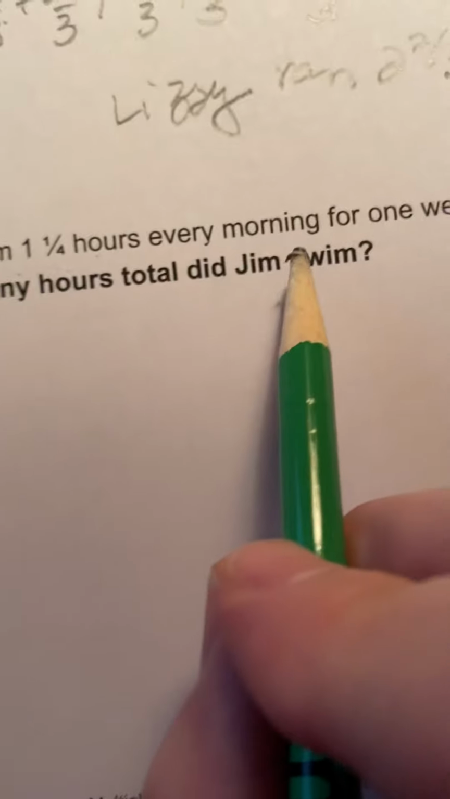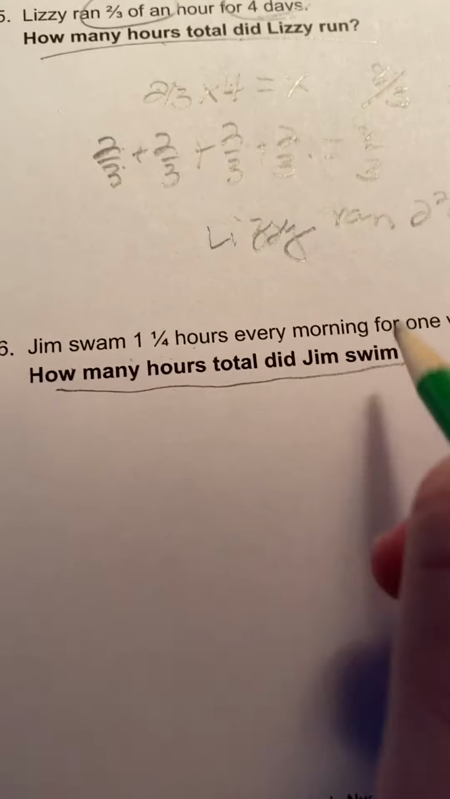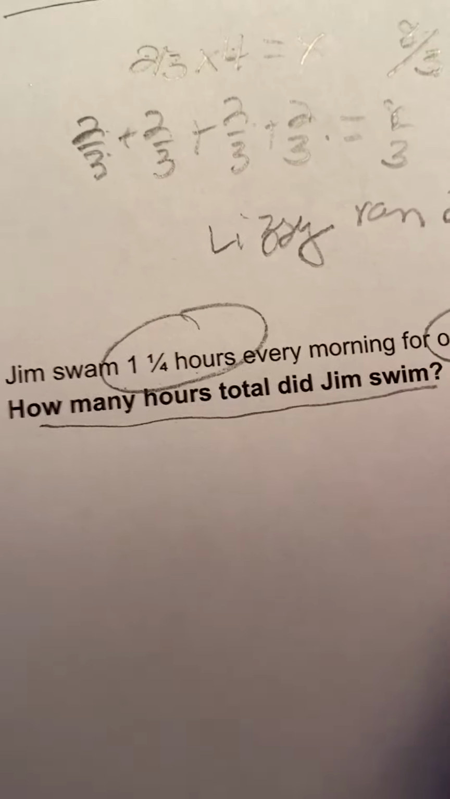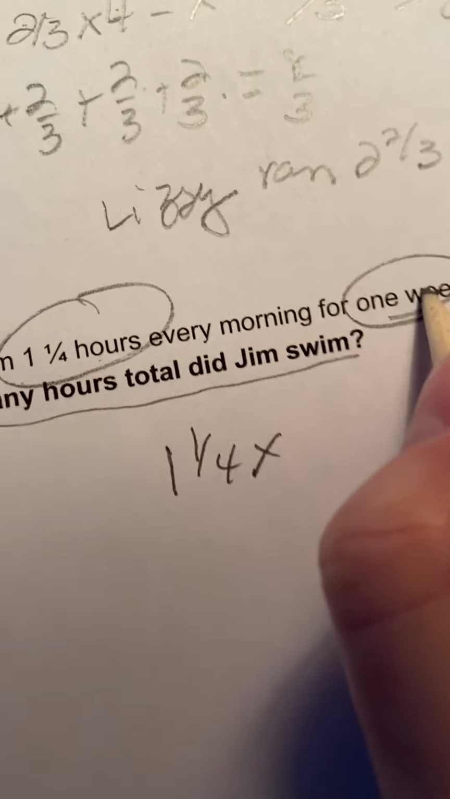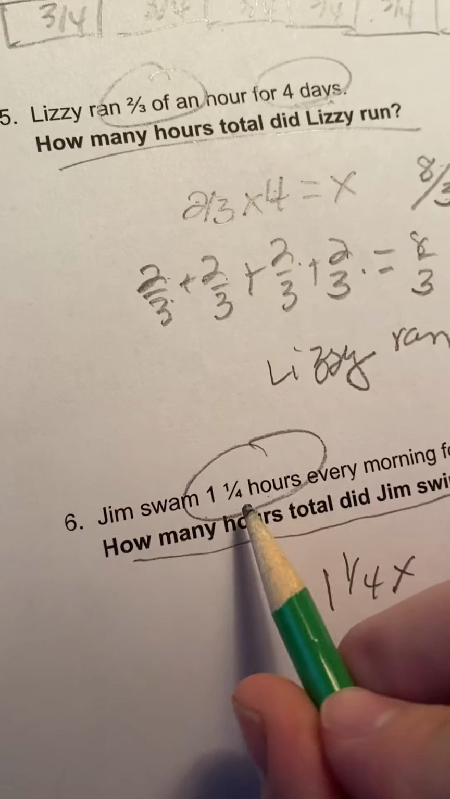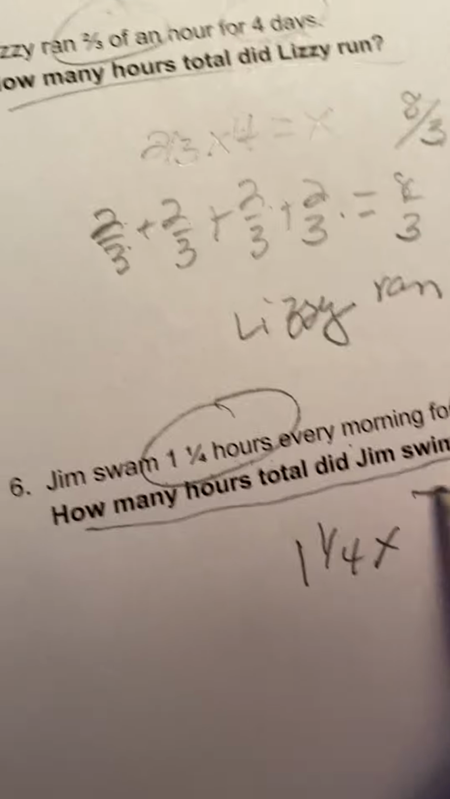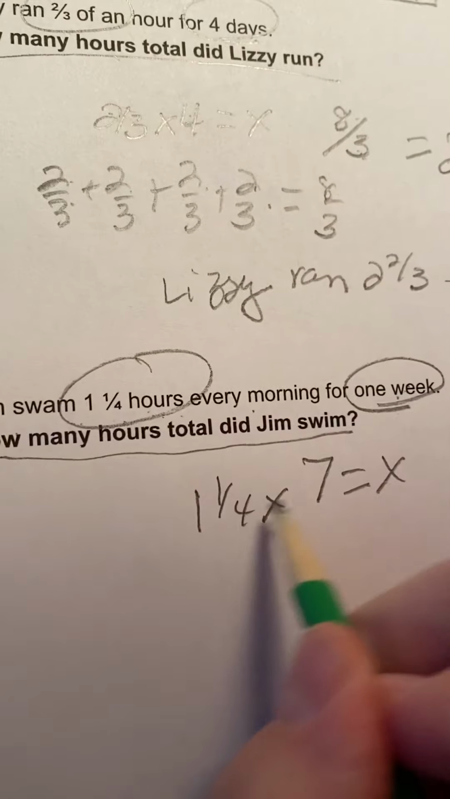Jim swam 1 1/4 hours every morning for 1 week. How many total hours did Jim swim? So 1 1/4 hours, 1 week. Now, I hope you didn't fall into the trap that your equation is going to be 1 1/4 times 1. That's not going to be right because this is 1.5 hours a day. How many days are in a week? 7. So your equation is 1 1/4 times 7.